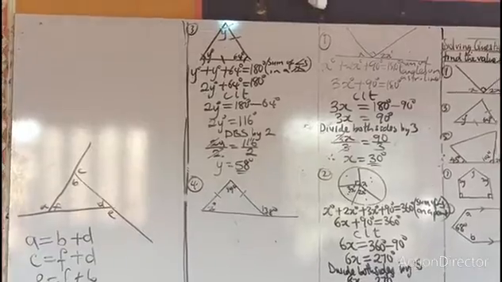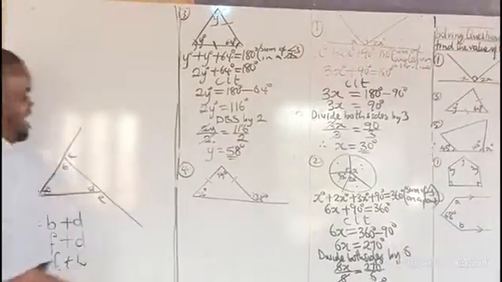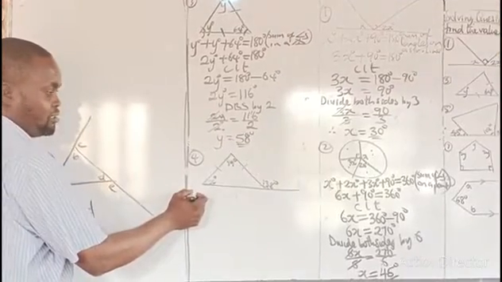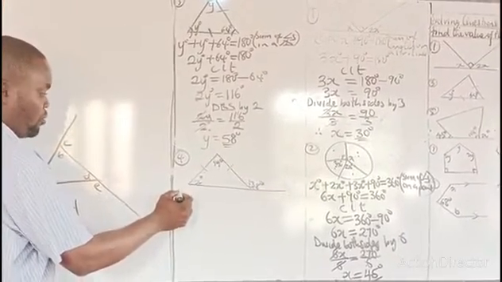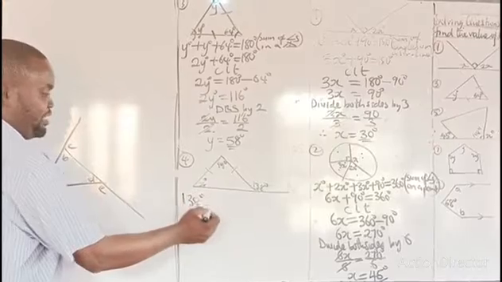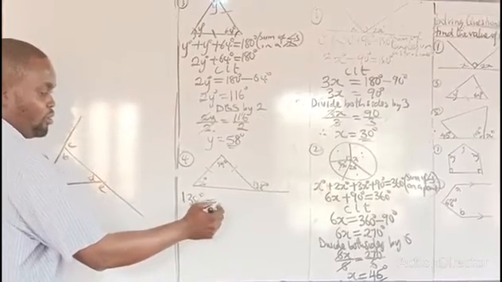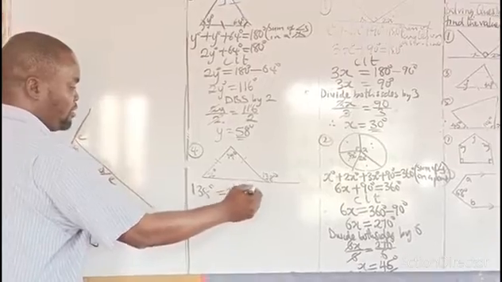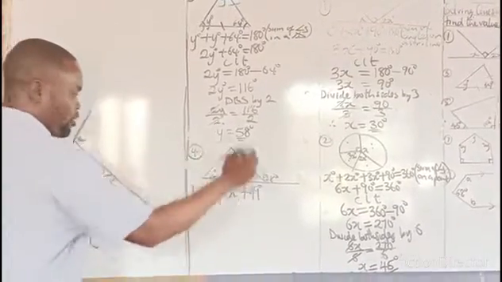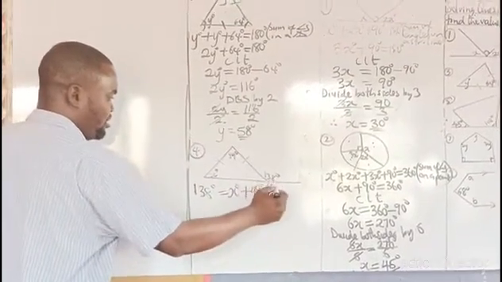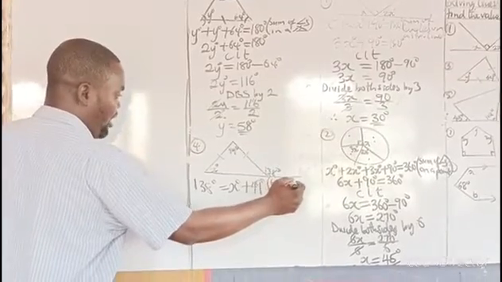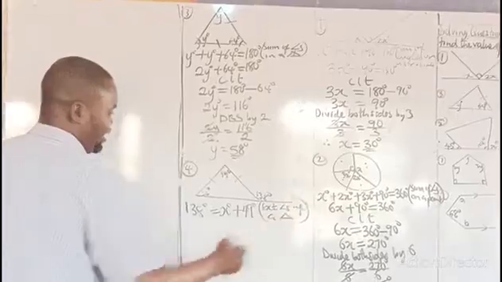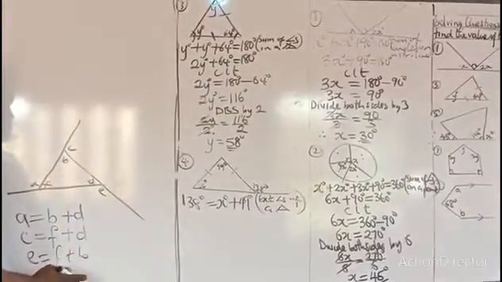Are you seeing it? So when I see this down here also, I will now say what? I apply that law. What will I say? 138 degrees equals x degrees plus 49 degrees. Don't forget to write your reason. What's your reason? Exterior angle of a triangle. Is that clear? Then you solve it.